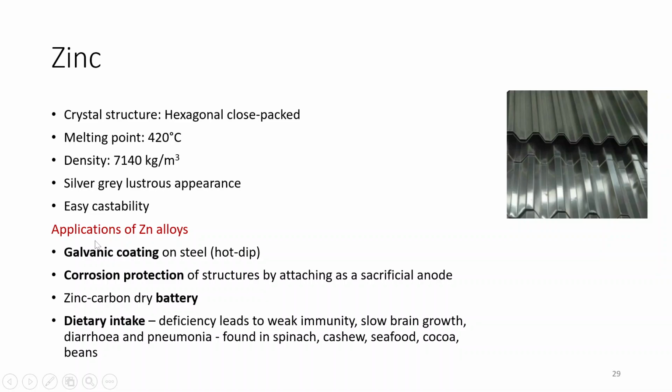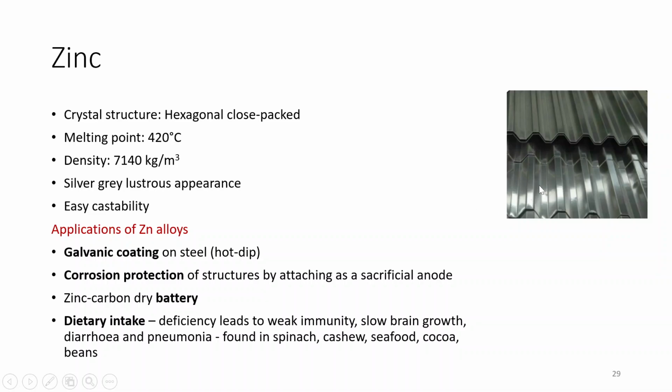Its applications include galvanic coating on steel, using a process known as hot dipping. Here your steel is dipped into molten zinc, so there will be an even coating of zinc. This zinc coating provides corrosion resistance to the steel. If you have a coating of zinc, the zinc is likely to form zinc oxide, and this layer will remain on the steel as it is.